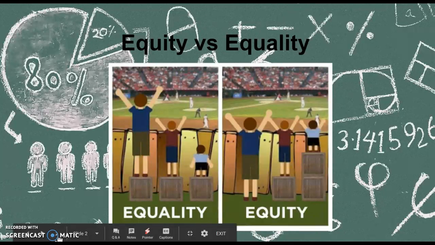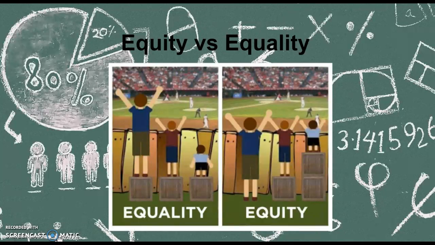Equity versus equality. From the picture you can see that equality is doing the same thing for each person, whereas equity is doing something different for each person to hold them up to the same standard. You can see in the first one, they all have the same size boxes, and the little one still can't see the baseball game. And in the second one, with equity, they're given the right amount of boxes so that they can see the game.